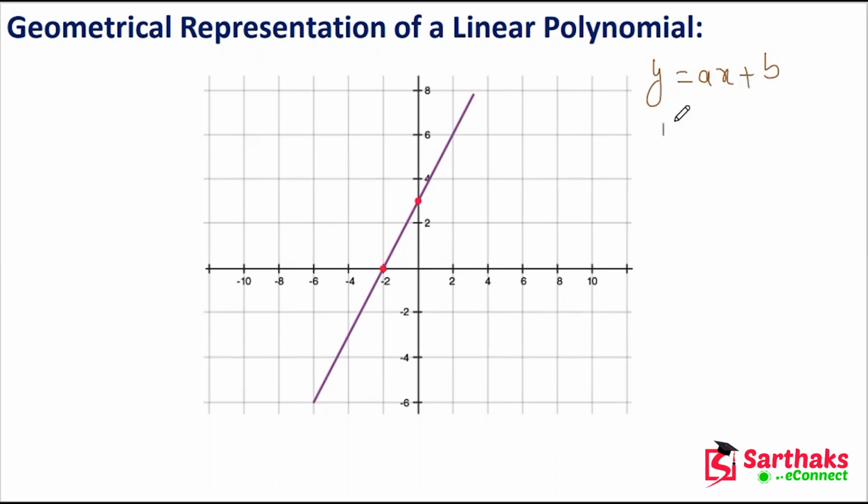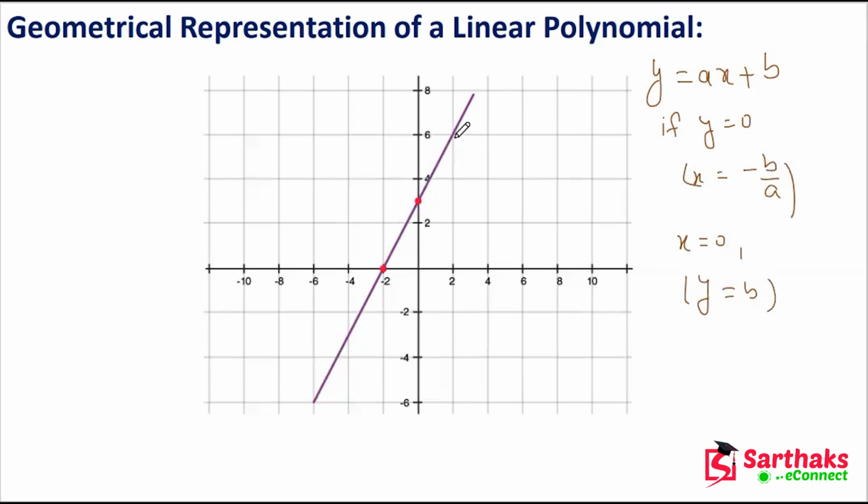If we put y is equal to 0, then we get x is equal to minus b by a. Okay, now if we put x is equal to 0, then we get y is equal to b. So by using these 2 points, we can draw the graph very easily.